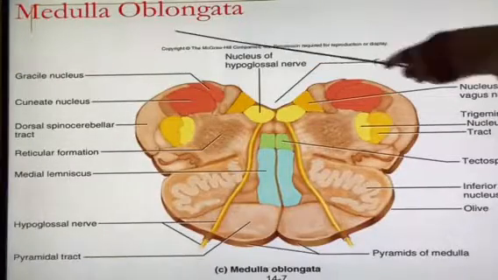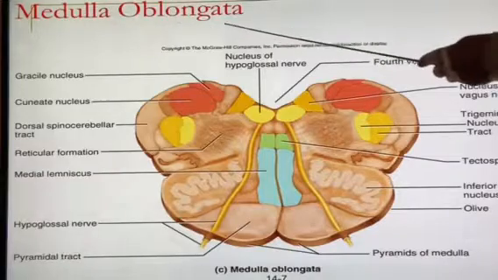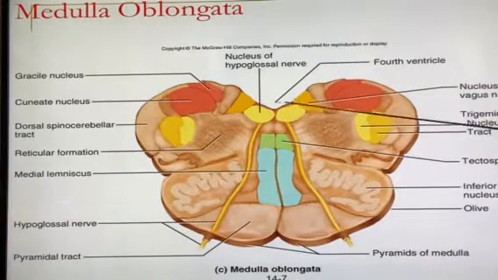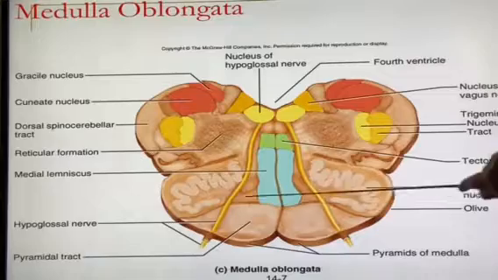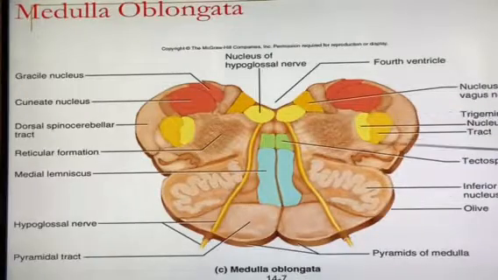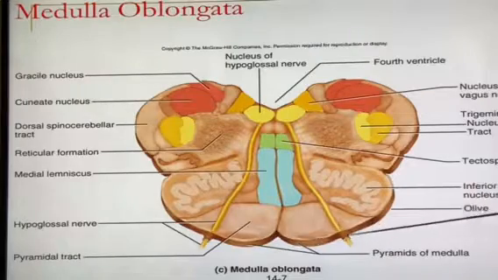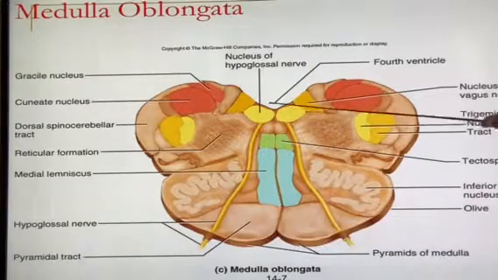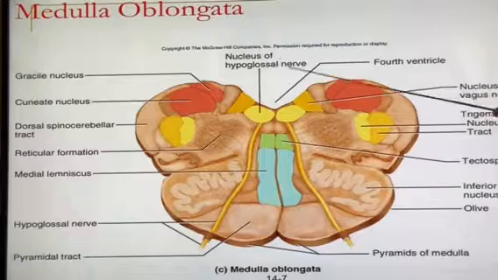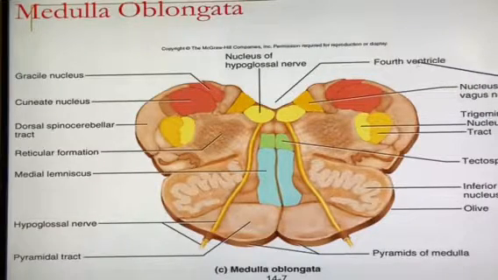Still we are in the medulla oblongata. We have a transverse section through the medulla oblongata. Of course, this is the anterior or ventral aspect. This is posterior. How do I know this is the posterior? Because there is the 4th ventricle.